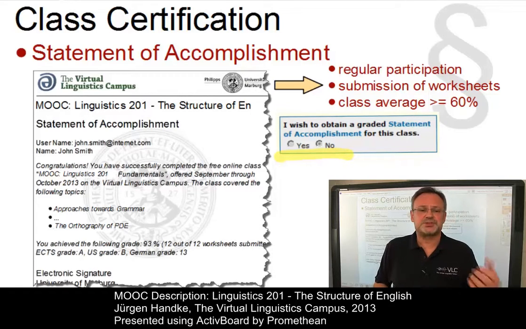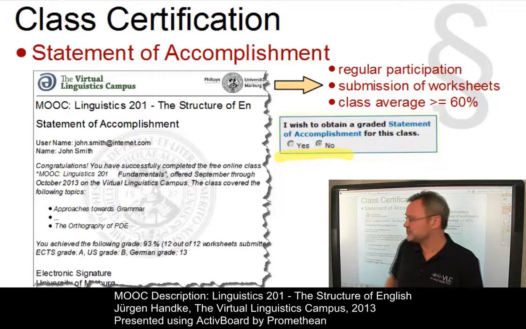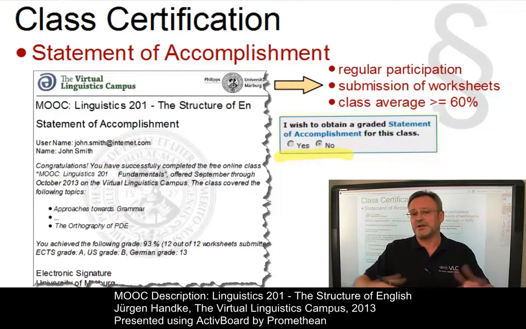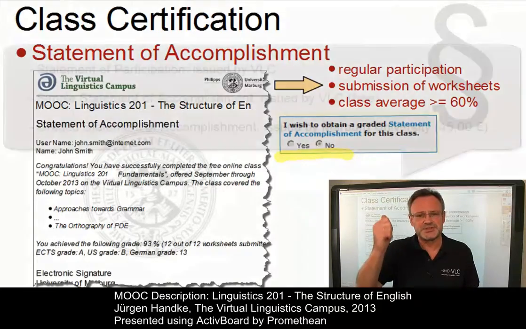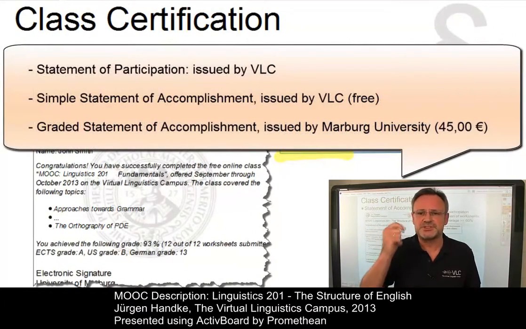And you can take this choice during the entire activation period of the class using, as I said, this option on the class start site. And if you change your mind, you can always reset your decision. So these are the three options: statement of participation, statement of accomplishment, and graded statement of accomplishment for a small amount of money.